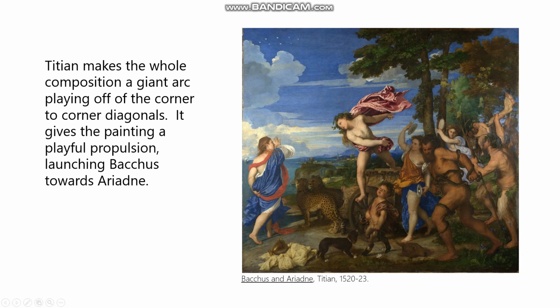Here's a different kind of approach. Notice how so much of this is organized around, instead of thinking of this as a corner diagonal, which he is thinking about, he's also thinking of it as an arc, almost like the whole painting is bending. And then that arc becomes like this bow that's shooting Bacchus towards Ariadne. Once again, the more you look at it and the placement of objects, the more you notice that everything is very thoughtful about the geometry of the page.